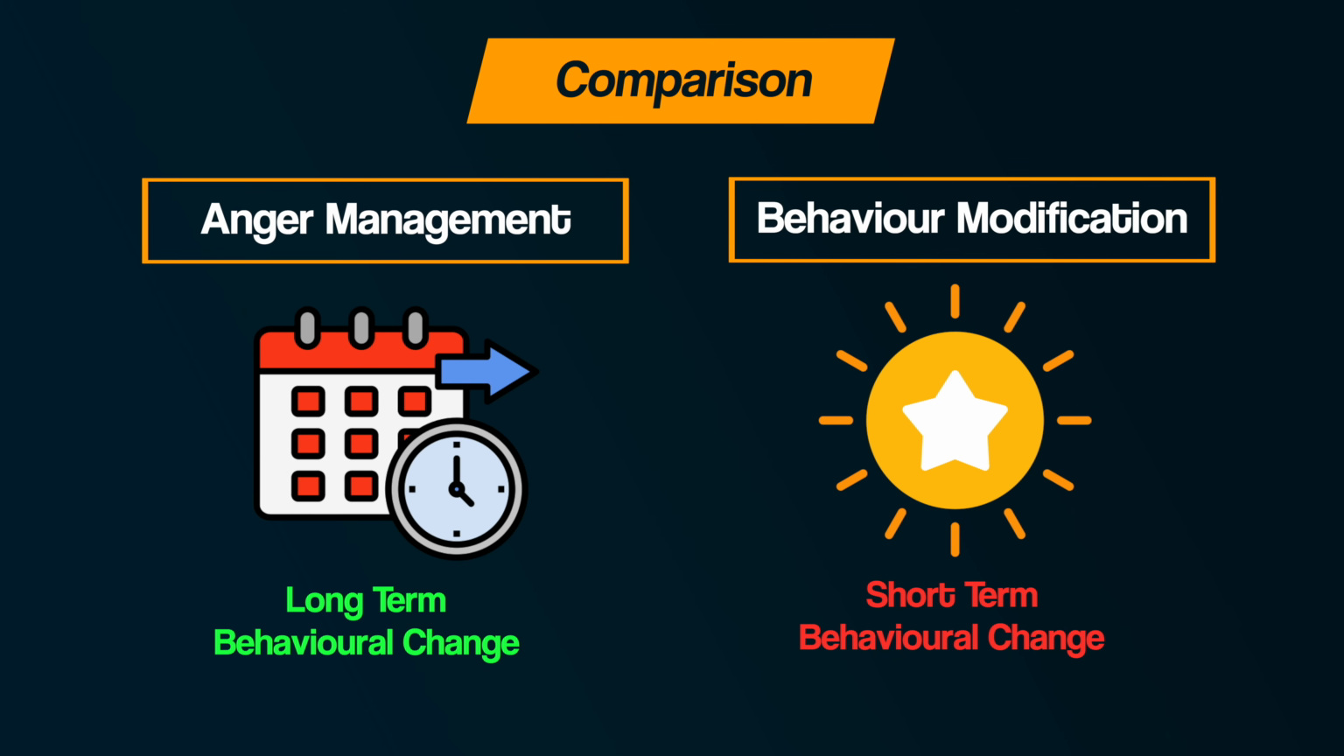In contrast, because behaviour modification relies on rewards and punishments, its effectiveness may be short-term. Once the external reinforcement stops, there's a risk that all behaviours will return. Therefore, anger management could be argued to be superior as a way of dealing with offenders because it can potentially lead to reducing recidivism in the long term, rather than the temporary change that comes from behaviour modification.